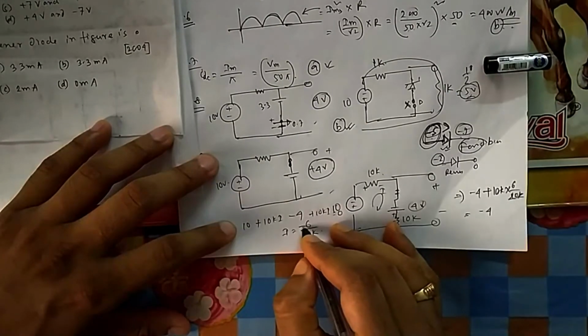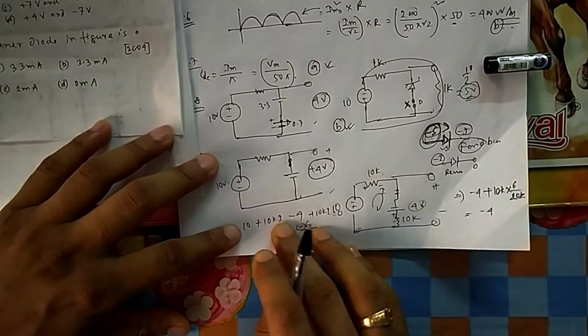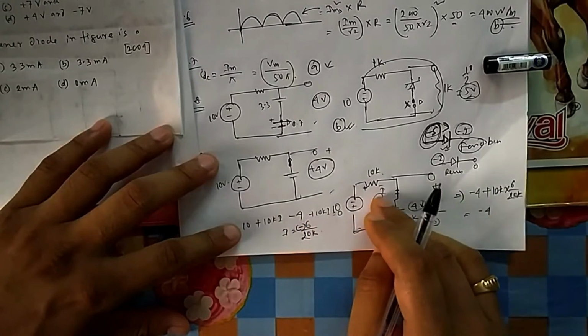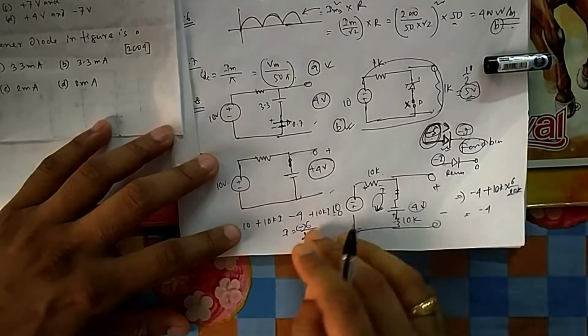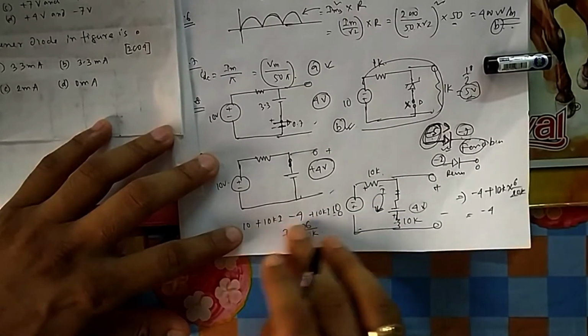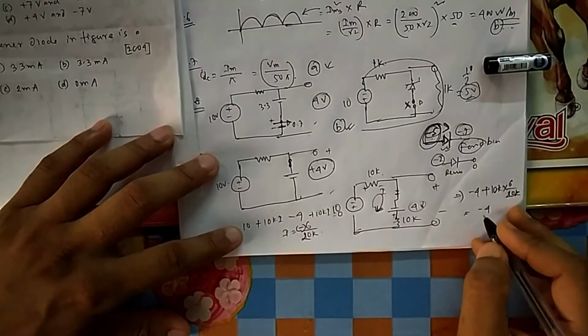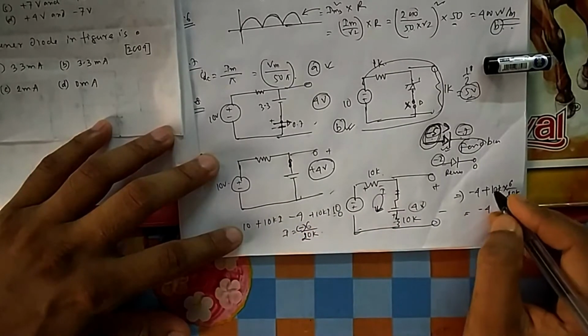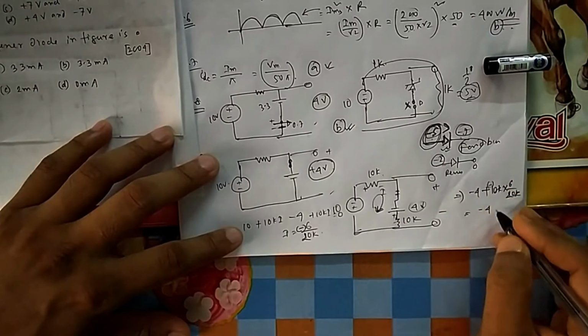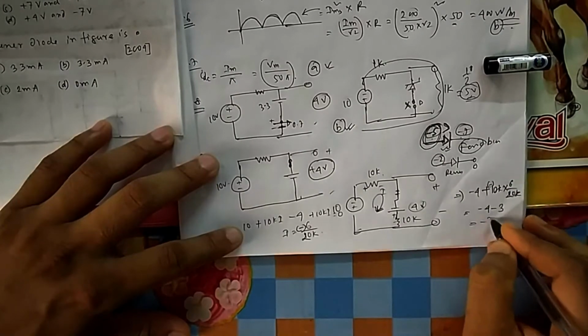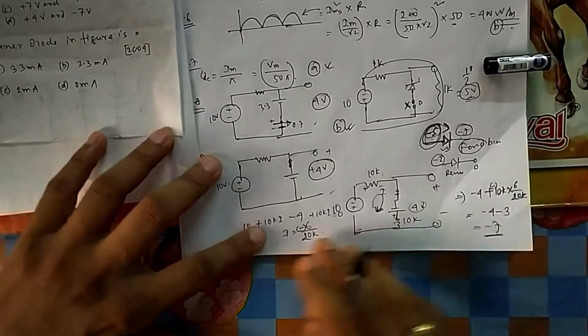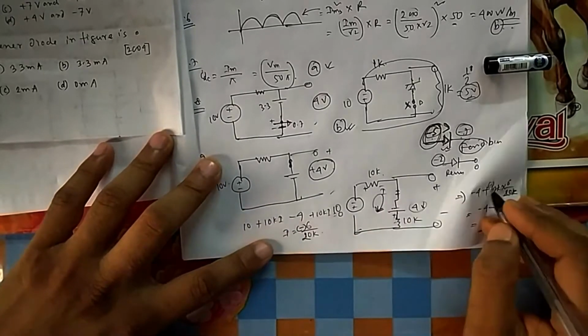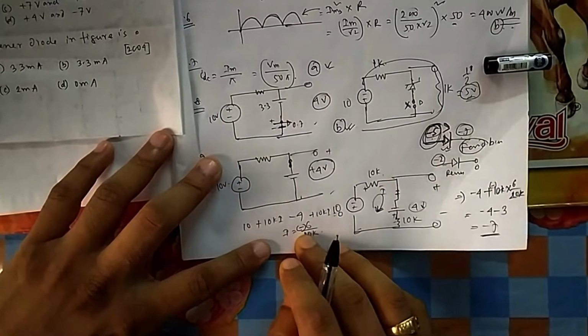So if you calculate, you will find this current is negative. So the actual direction was not what I have taken. So this current is minus. You can calculate, it will be minus 6 by this, so there will be a minus. This current will be a minus. So minus 4, minus 3, it is minus 7. Because this current is minus, it is minus 6 by 20k. So plus minus will give you minus. Now you are getting it.